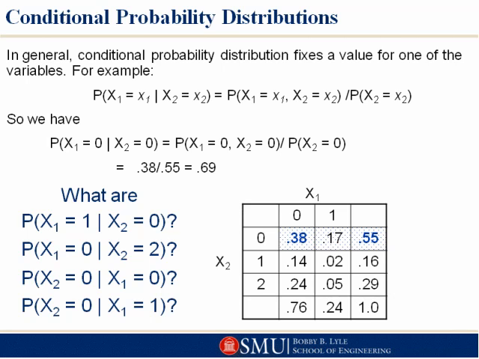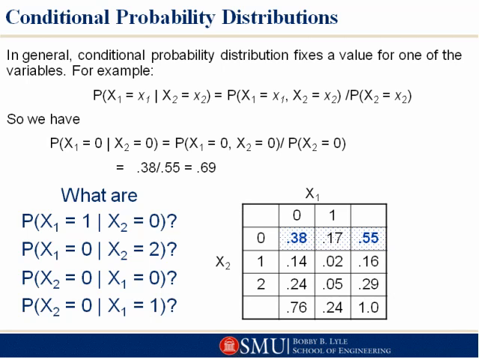Another term which takes us back to when we were looking at conditional probabilities. Similar kind of concept here. In general, conditional probability distribution fixes one value for one of the random variables. For example, let me go right to the numbers here. Probability that x1 is equal to 0 given x2 is equal to 0. That should ring a bell. That was equal to the probability, in this domain of two random variables, that x1 is equal to 0 and x2 is equal to 0 divided by the probability that x2 is equal to 0.